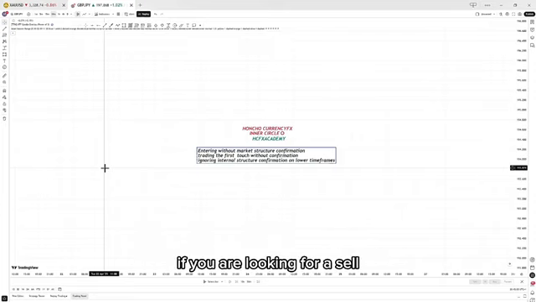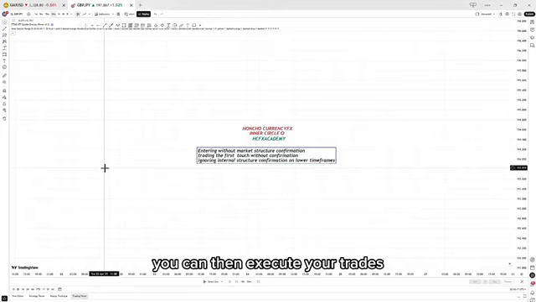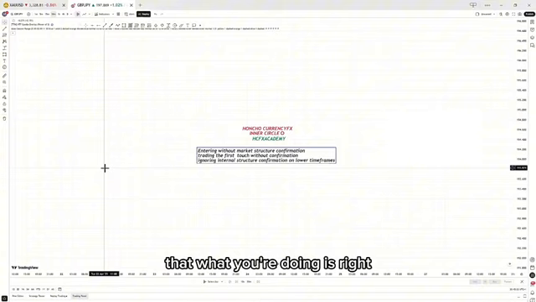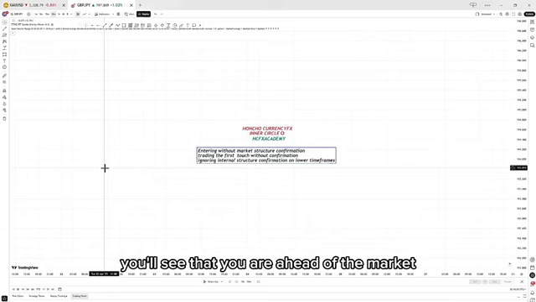If you are looking for a sell and price retests your resistance level, you wait for a confirmation, and once you get your confirmation, you can then execute your trades, and that will give you more confidence that what you're doing is right. So by the time you do that consistently, you see that you are ahead of the market and you are making profit along the way.